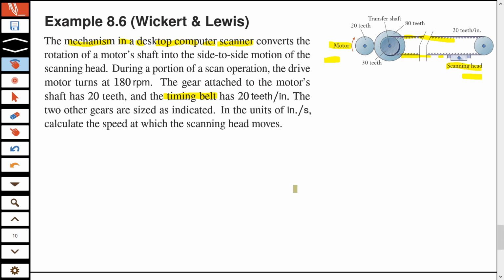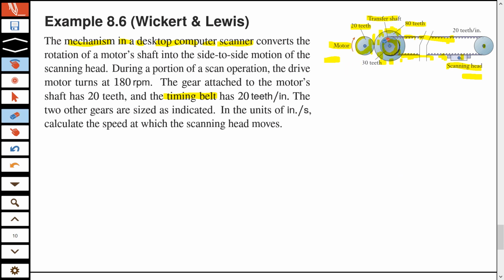And you see that the gear connected to the motor, the pinion gear, has 20 teeth, and the output gear has 80 teeth. That gear is connected to a shaft called a transfer shaft, and on that transfer shaft you not only have this output gear but also another gear. And that gear is then connected to the timing belt, and that timing belt is then connected to a pulley.